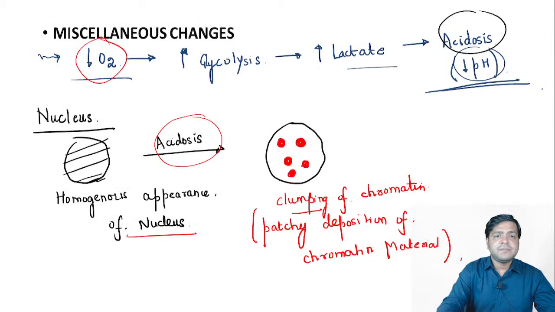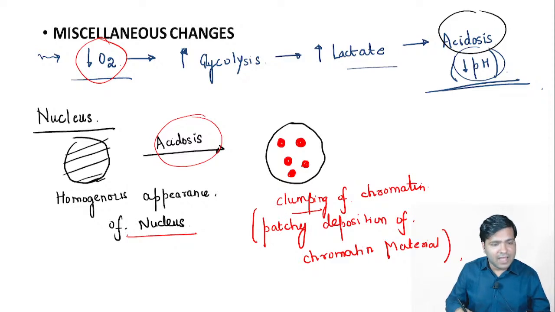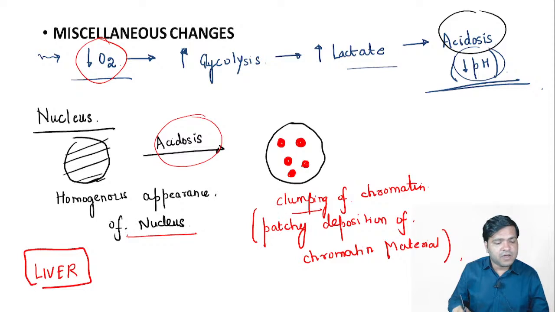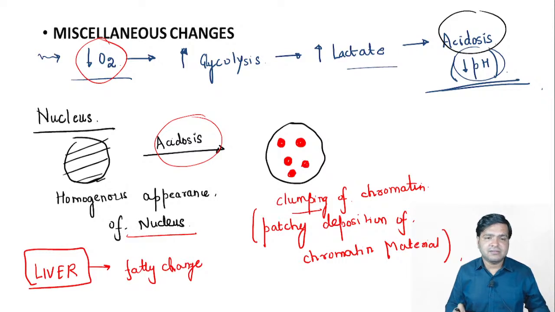Apart from that, guys, what else will you see in the liver? As someone asked me, sir, what will happen in the liver? You should know that in the liver, you will see fatty change. There will be accumulation of lipid droplets, especially the triglycerides, because glycolysis is taking place anaerobically, so we have other means of generating ATP.